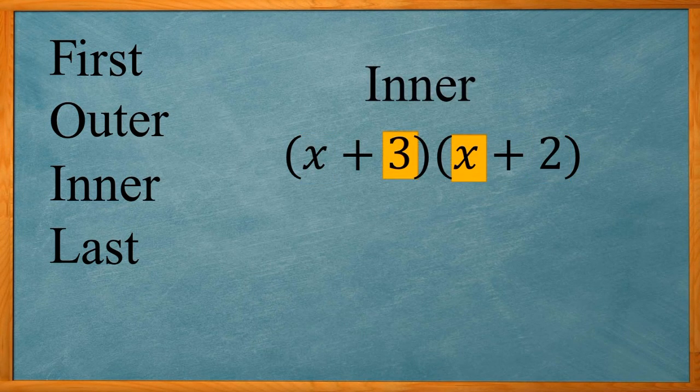Then inner would be the inner two elements. In this case, the 3 times the x. And the last would be the last element in each set of parentheses. So if we follow that method, it'll make it easier for us to multiply these two together.